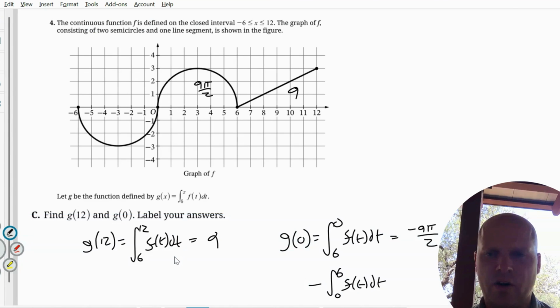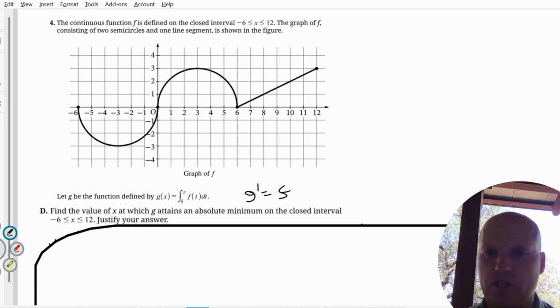What's G of 12 and G of 0? Super easy. The test questions I gave my students this past year were a lot harder than this. G of 12 would be the accumulation from 6 to 12. You can't do the antiderivative of this function, so it just makes sense to geometrically accumulate. This is an area of 9. That's my answer. And if I want G of 0, I would go from 6 to 0. This area is just half of a circle, radius 3, so it's 9 pi over 2. But since I'm going backwards, it'd be the opposite of what I would get from 0 to 6. Easy. Probably 2 points, 1 point for each of those.